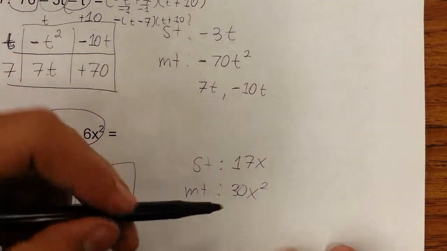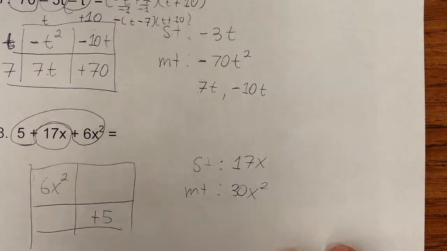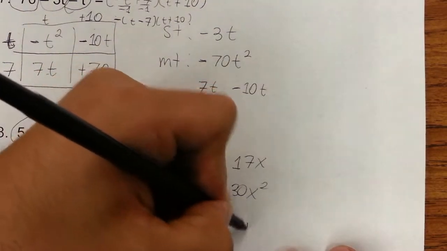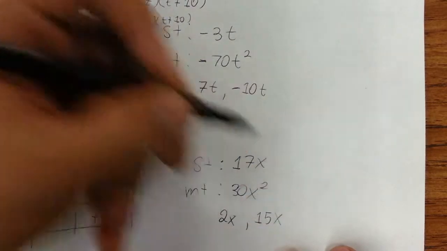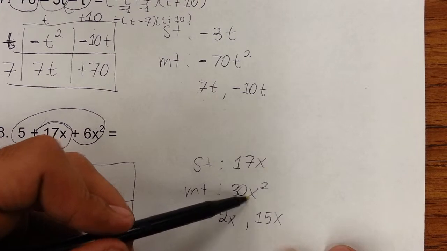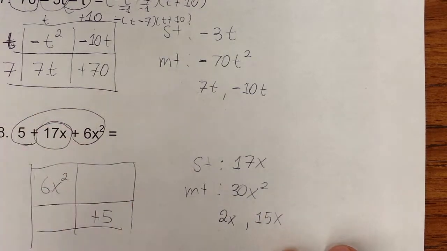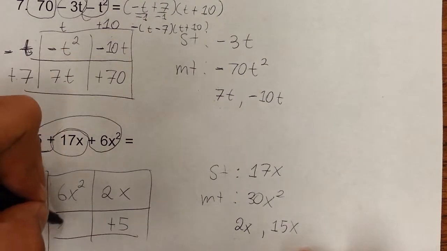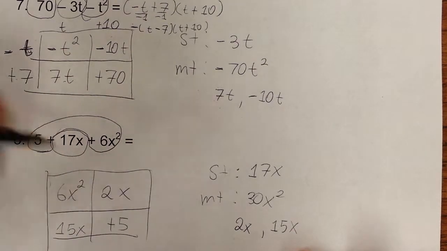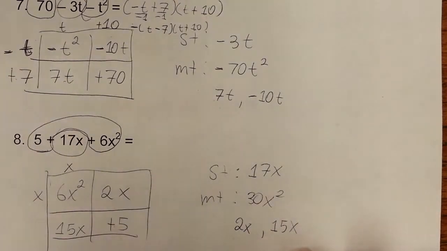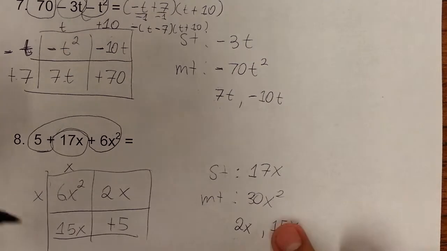I need to think of two expressions that would add up to 17. I can think of 2x and 15x. If I multiply these two together, 2 times 15 is 30, x times x, x squared. 2x plus 15x is 17x. So you can fill these in. We've got the 2x and the 15x. X times x will give me that x squared, but now I need to think of the two coefficients that will give me that 6x squared that I need.